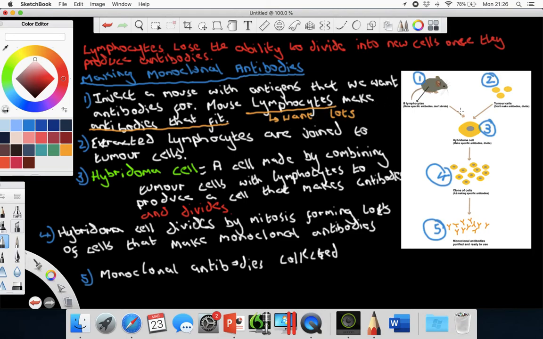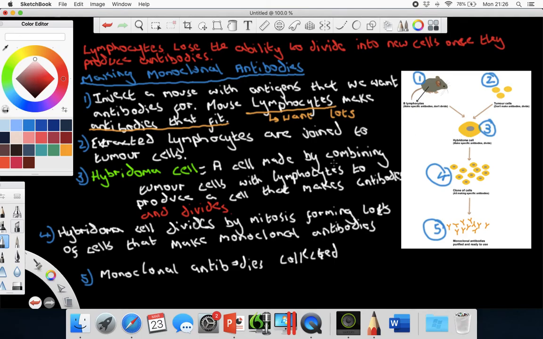We can then extract these lymphocytes and join them to tumour cells. Tumour cells go through mitosis very, very quickly. So we've got lymphocytes that can't go through mitosis but produce lots of antibodies, and we've got tumour cells that can't produce antibodies but do go through lots of mitosis.